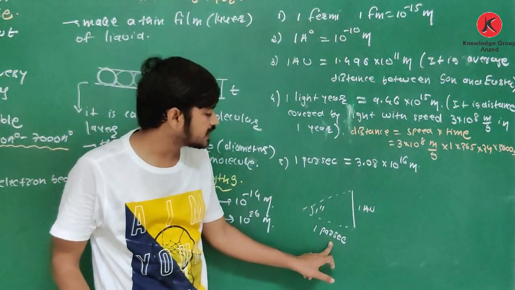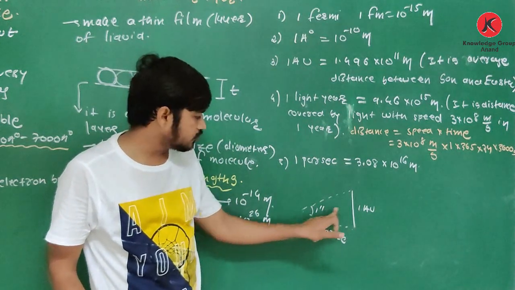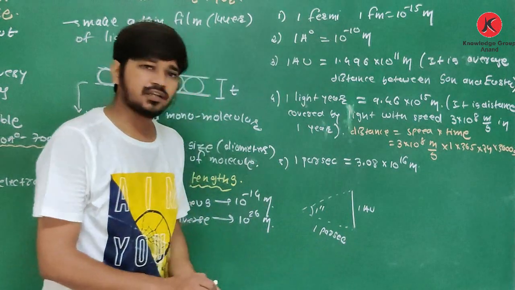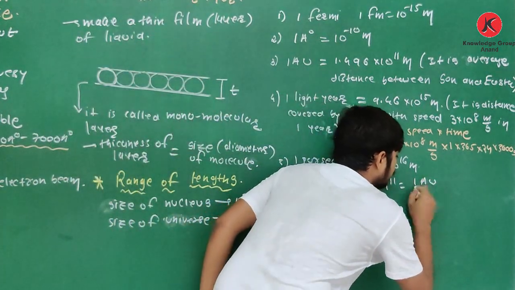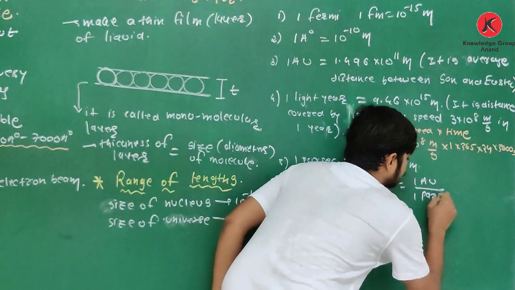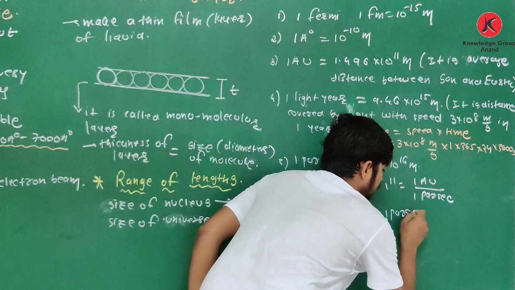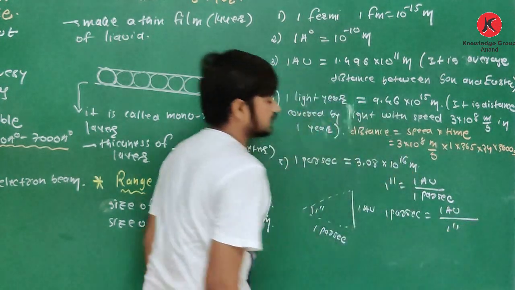How to find this 1 parsec? See, you can make a relation. Angle is equal to arc upon radius. Yes or no? So yes, here you can say 1 second is equal to 1 astronomical unit upon 1 parsec. So 1 parsec is equal to 1 astronomical unit upon 1 second.